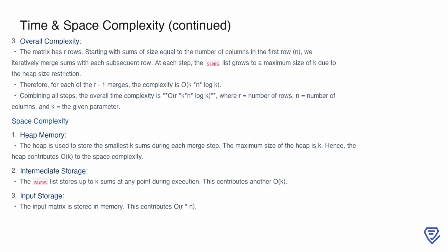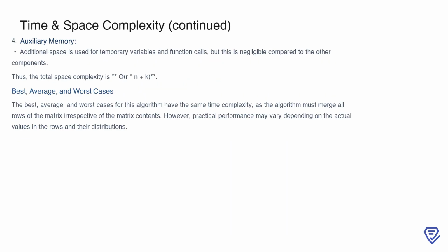For space complexity, the heap is the main contributor, as it stores the smallest k sums during each merge step, giving us O(k) for the heap. Additionally, the intermediate sums list also uses O(k) space. Since the input matrix itself is stored in memory, it adds O(r * n) more space. Therefore, the combined space complexity so far is O(r * n + k). To complete the space analysis, we account for any additional auxiliary memory used during execution. This includes temporary variables and function calls, which are negligible compared to the primary contributors we've already discussed. Thus, the total space complexity remains O(r * n + k).